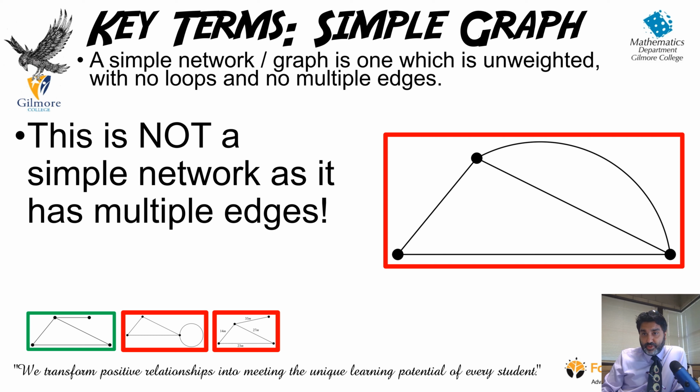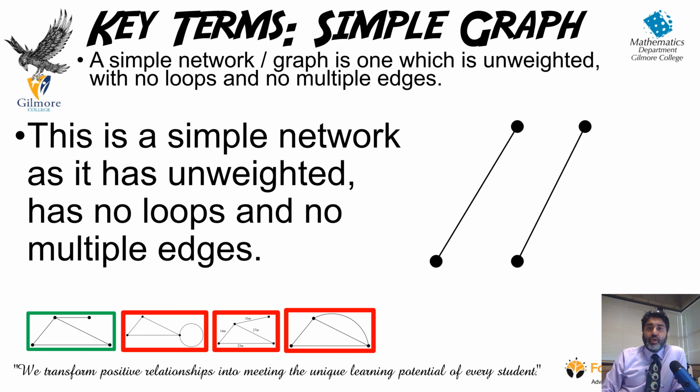This is also not a simple network because it has multiple edges. We've got a starting vertex there and an ending vertex there, or vice versa. And we've got one arc on an edge going that way and another one going that way. So we've got two edges going from the same vertices. This one is a simple network as it has no weight, no loops, and no multiple edges, which is a bit counterintuitive, but it actually fits the definition.